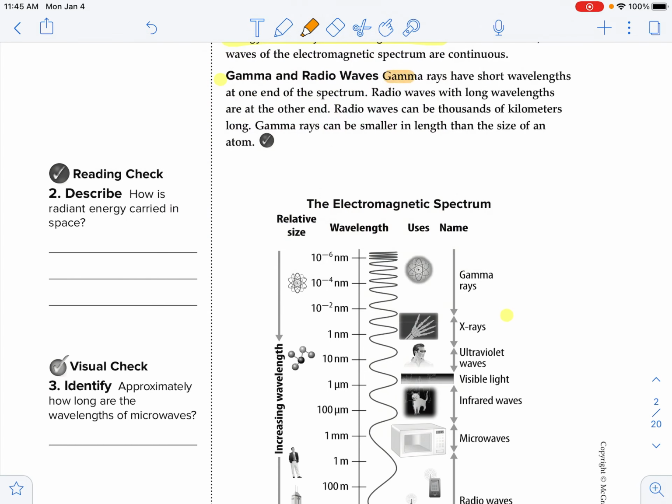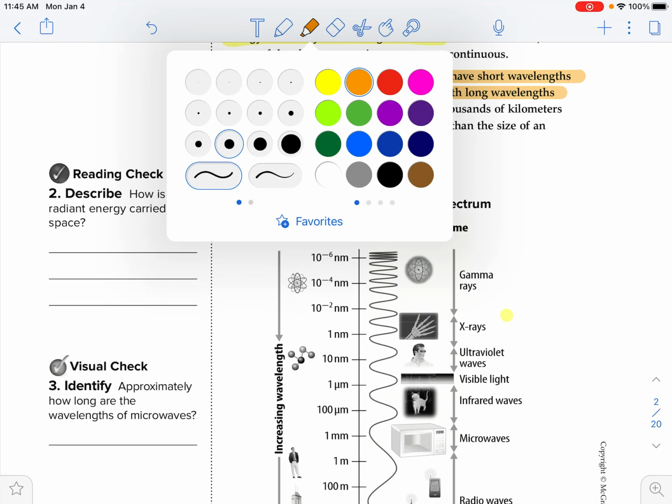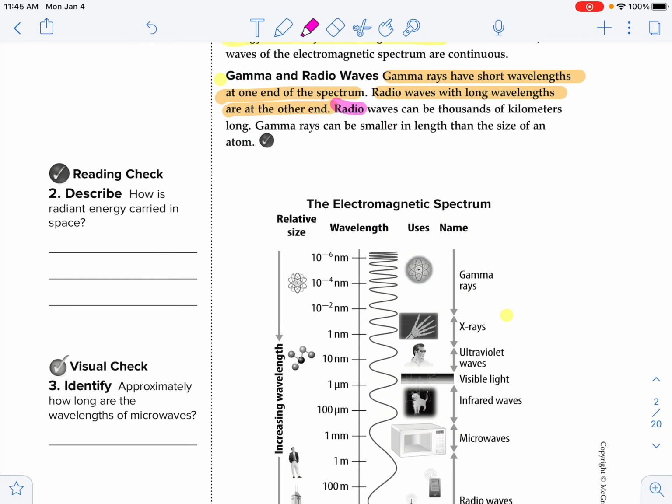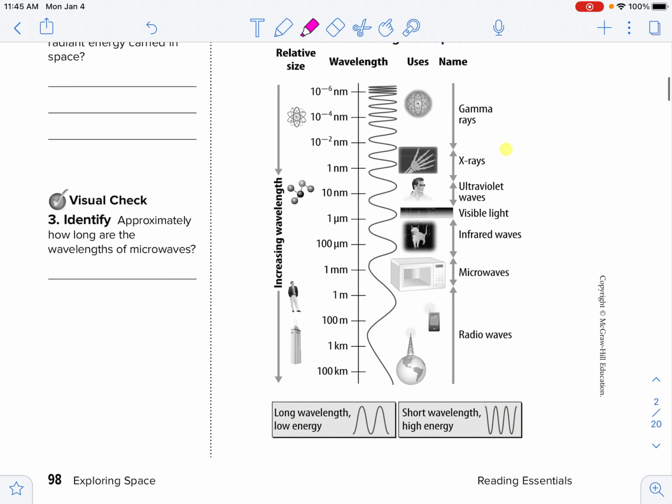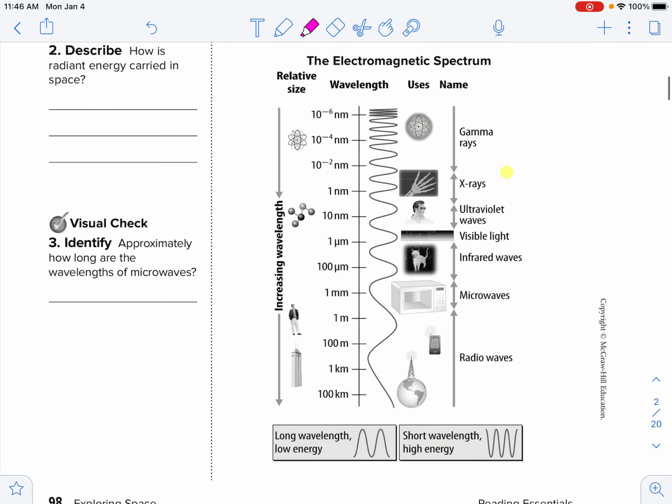All righty. Gamma waves have the shortest wavelength, and they're at one end of the spectrum. Radio waves have the longest wavelengths and are at the other end. This is super cool, I think, this whole idea of radio waves. Radio waves can be thousands of kilometers long. Gamma waves can be smaller in length than the size of an atom. That's pretty cool. Okay, so here we have our wavelength.